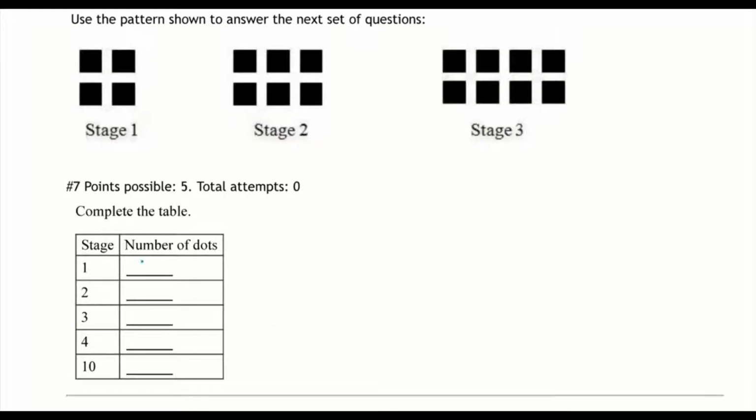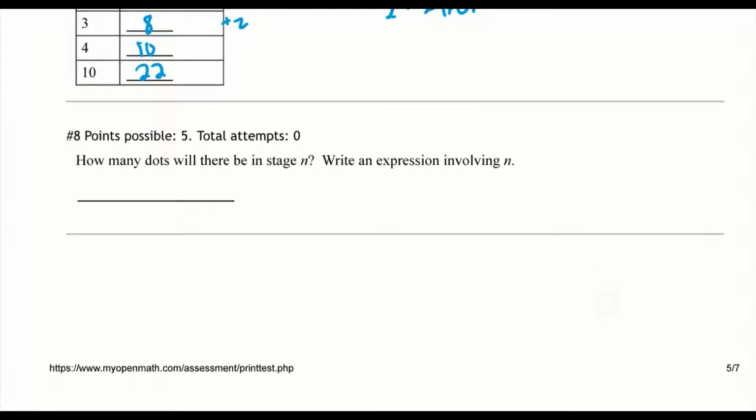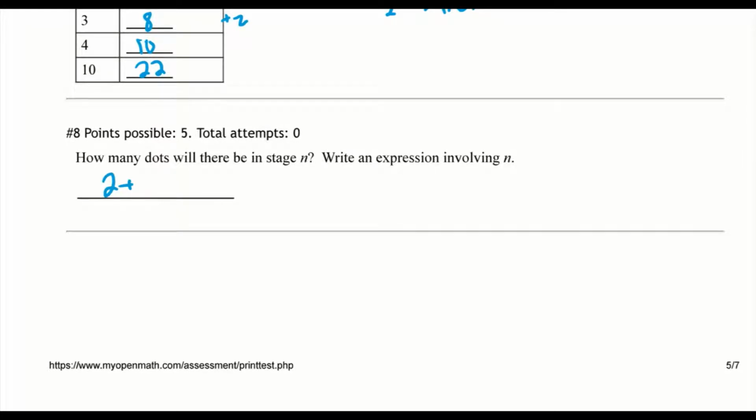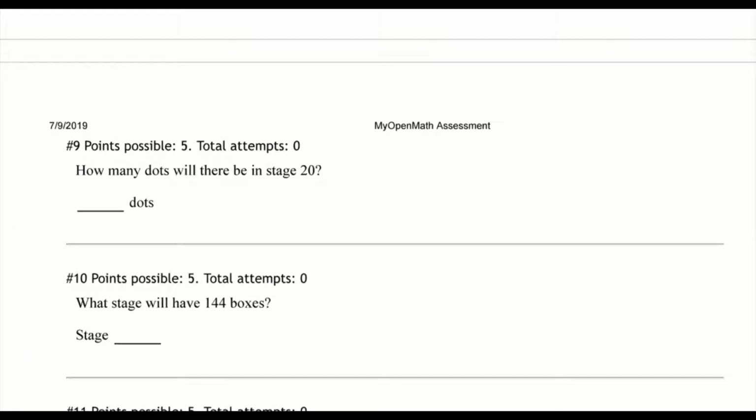So next pattern. Again, you're counting. So 4, 6, 8, and so the next is going to be 10, right? I'm going up by 2 for each stage when I'm counting the number of boxes. So then I would use my expression. If I go backwards, it starts at 2, and each time I'm adding 2. So I would plug in 10 for n to figure out there's going to be 22 boxes at stage 10. So my expression is 2 plus 2n, or 2n plus 2.